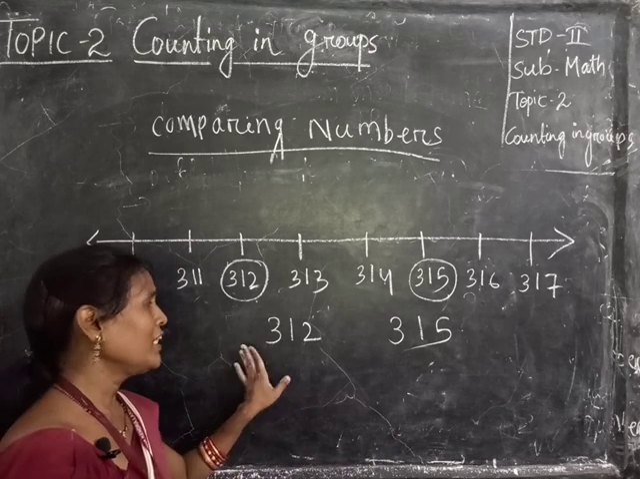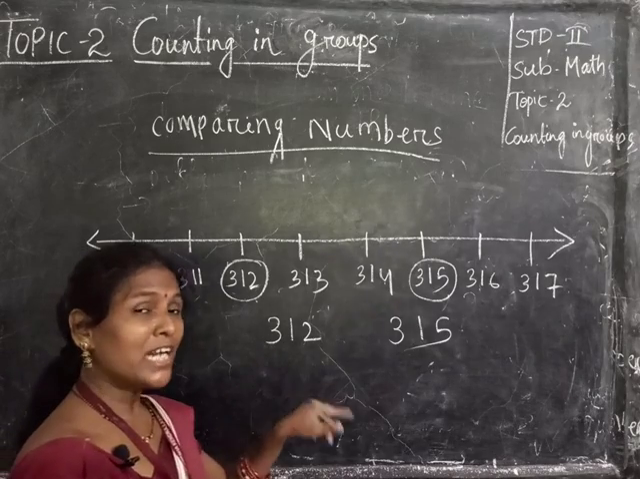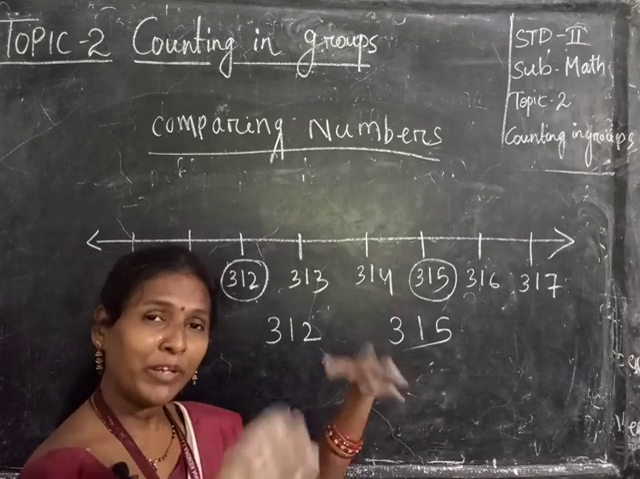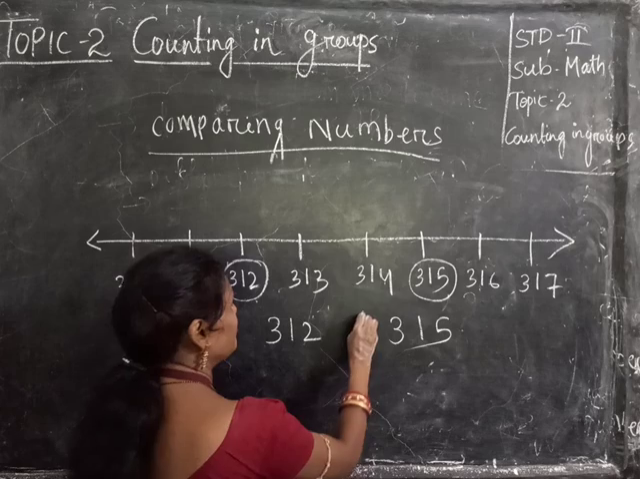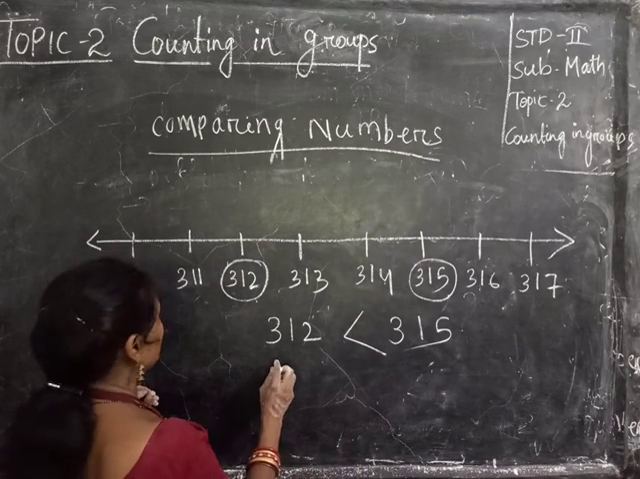Okay, so you see 312 is your smaller number. That's why I told what? Smaller side, smaller number, bigger side, bigger number. That means like this. Okay, next another example I'll tell.